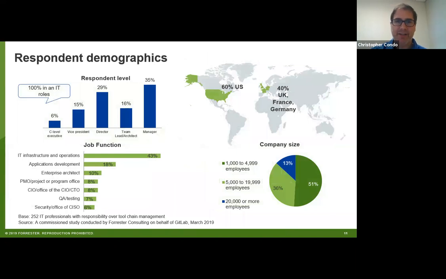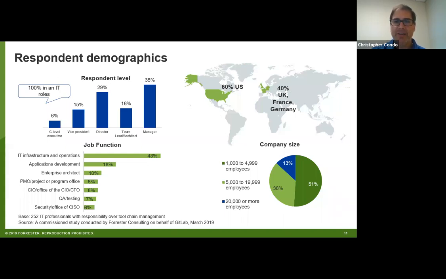It's really quite exciting. It's really quite interesting. The respondents, manager, team, architect, director, those are the main people that responded to this. Also some people at the C-suite and vice president. The job function, IT and infrastructure operations, application development, those are the two top ones, with enterprise architect right behind that. So we've got some real good, high level, but not too high level view of what's going on with today's tool chain management, and maybe some insight into what's going on and why things aren't going quite as fast as we want them to.